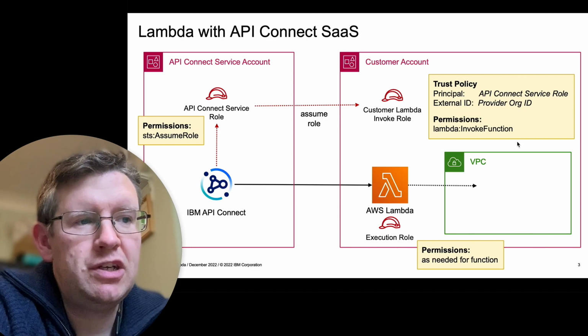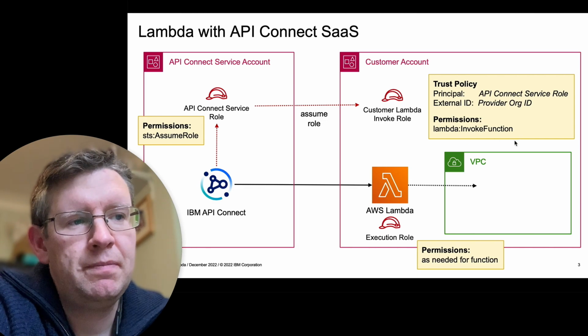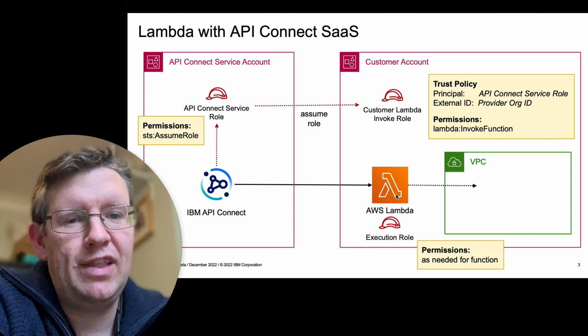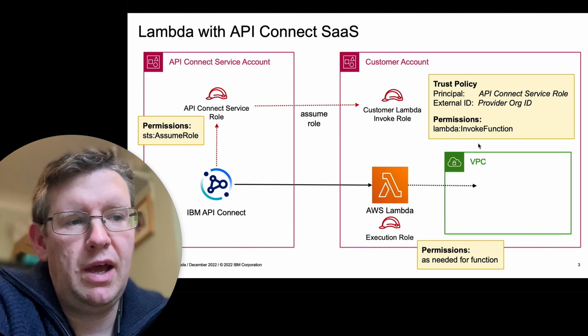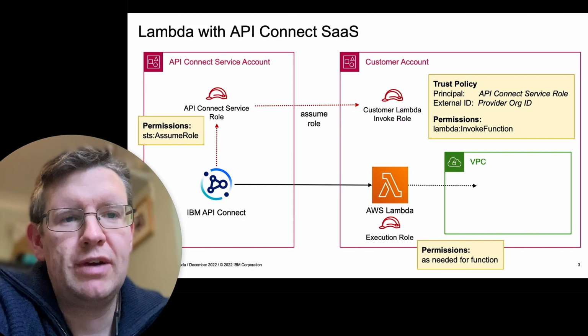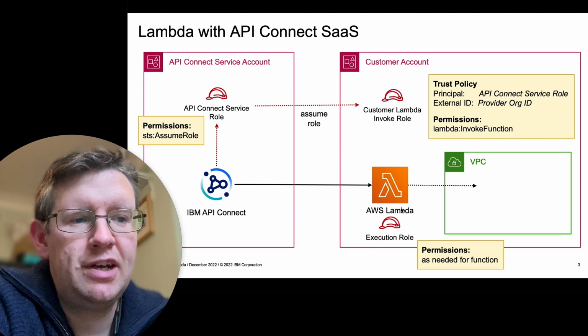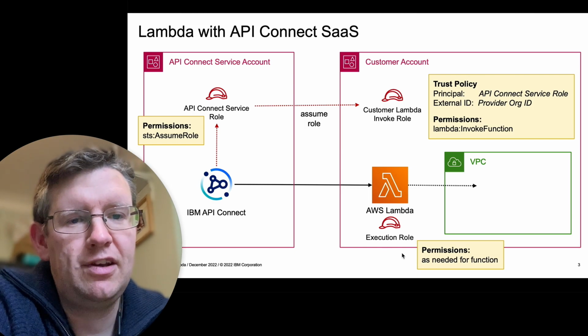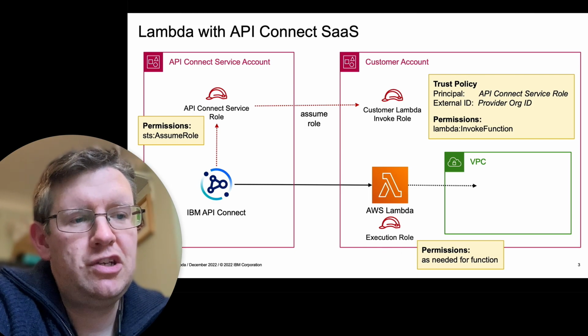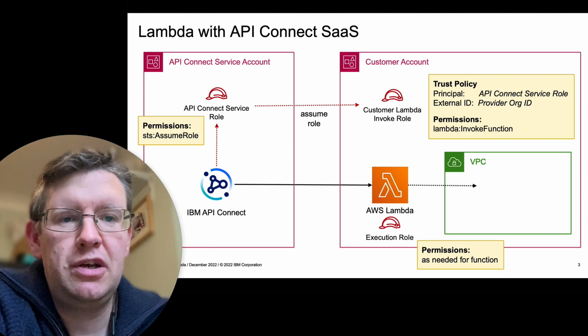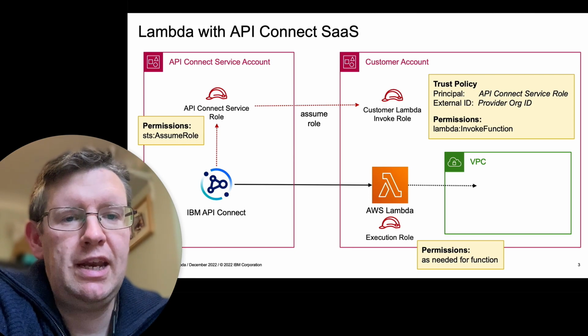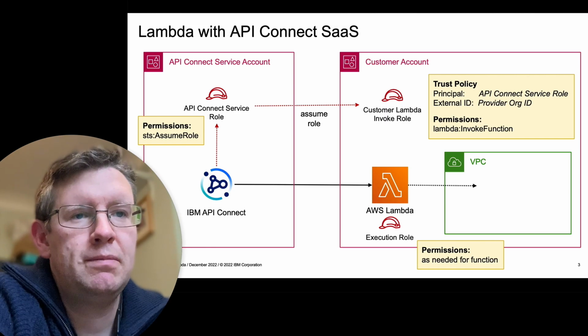Then you'd give it the permissions just to invoke the function of the Lambda. You can either specify all Lambda functions within your account or a specific list of functions, depending on what you need. Then the AWS Lambda function itself would have an execution role as it does normally, which is used to grant Lambda the permissions to other services within your account that it needs to call to carry out its function.